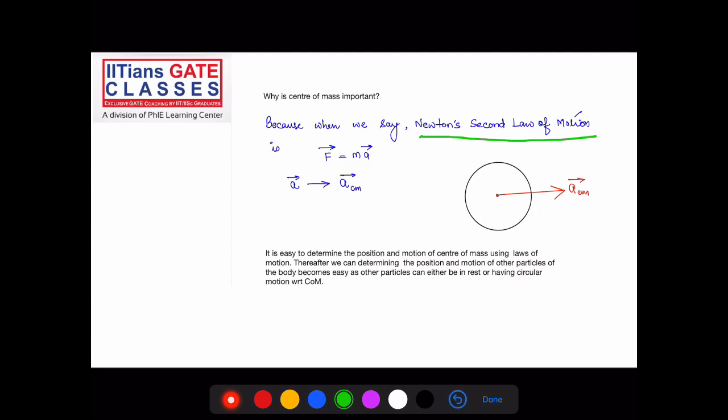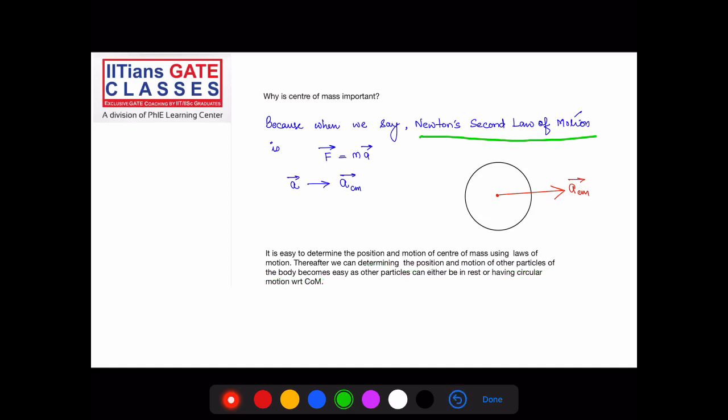If you say that the velocity of a rigid body is v, the v we are talking about is actually the velocity of the center of mass. So it is easy to determine the position and motion of the center of mass using laws of motion. And once we determine the position and motion of the center of mass, it becomes easy to determine the position and motion of the other particles.